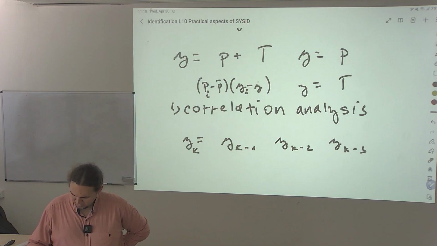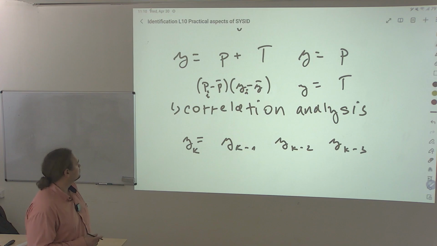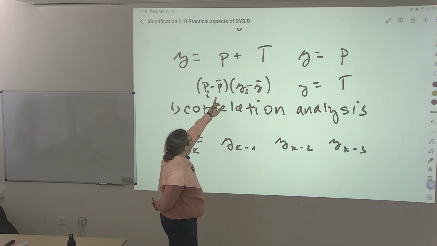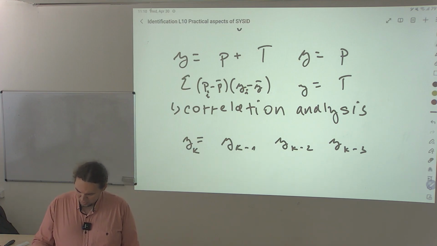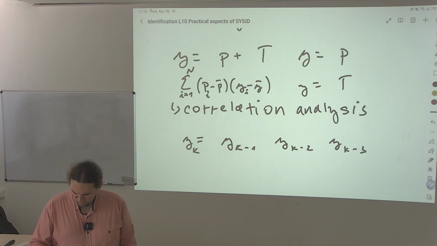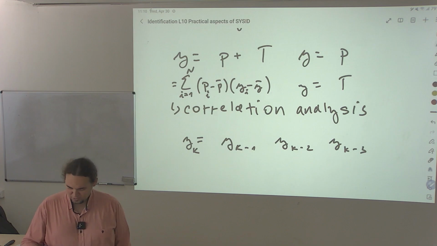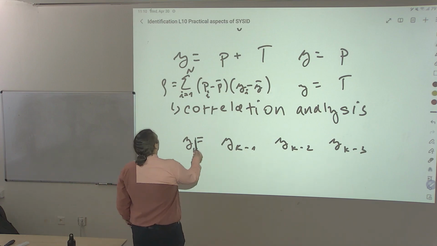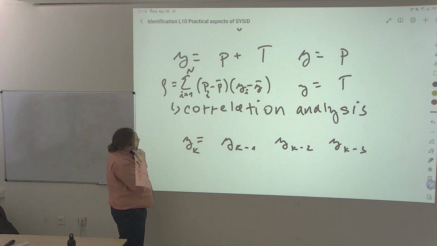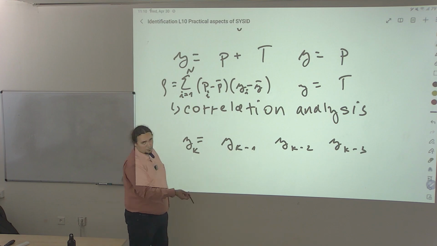Usually we subtract the mean from them, because they should be at least centered. Then we make a sum of them, and yeah, if this data were additionally normalized, this would be something like our correlation coefficient between pressure and the output.